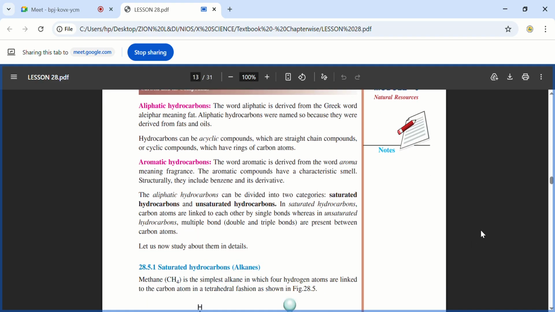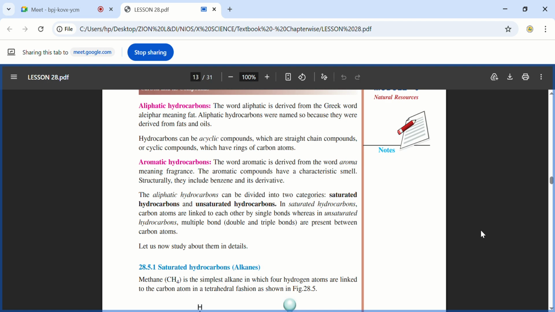Aliphatic hydrocarbons. The word aliphatic is derived from the Greek word aliphar, meaning fat. Aliphatic hydrocarbons were named so because they were derived from fats and oils. Hydrocarbons can be acyclic compounds, which are straight chain compounds, or cyclic compounds, which have rings of carbon atoms. Aromatic hydrocarbons. The word aromatic is derived from the word aroma, meaning fragrance. The aromatic compounds have a characteristic smell. Structurally, it includes benzene and its derivatives.